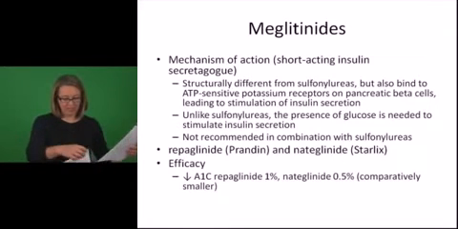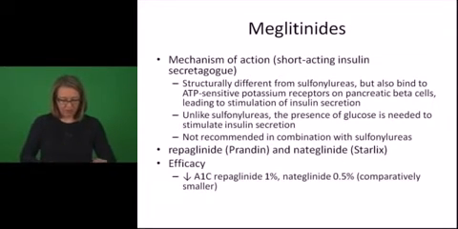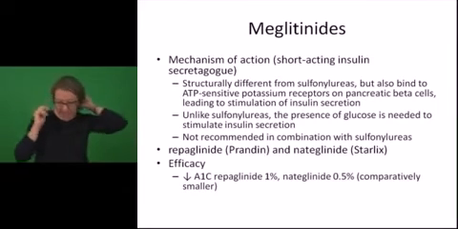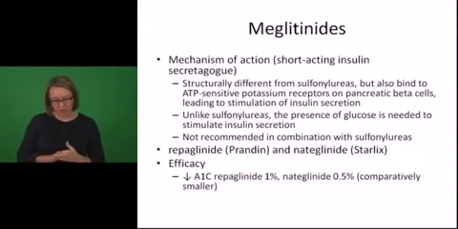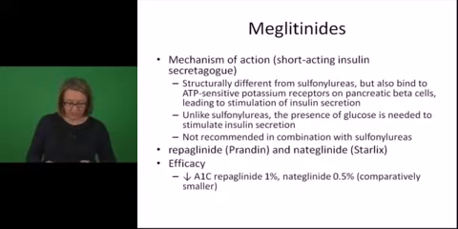Okay, the meglitinides. This is another form of a secretagogue. It's structurally different from sulfonylureas, but they work on pancreatic beta cells as well, leading to stimulation of insulin secretion. Unlike sulfonylureas, though, the presence of glucose is needed to stimulate insulin secretion, so the risk of hypoglycemia is generally less. And they're not recommended to use in combination with sulfonylureas.